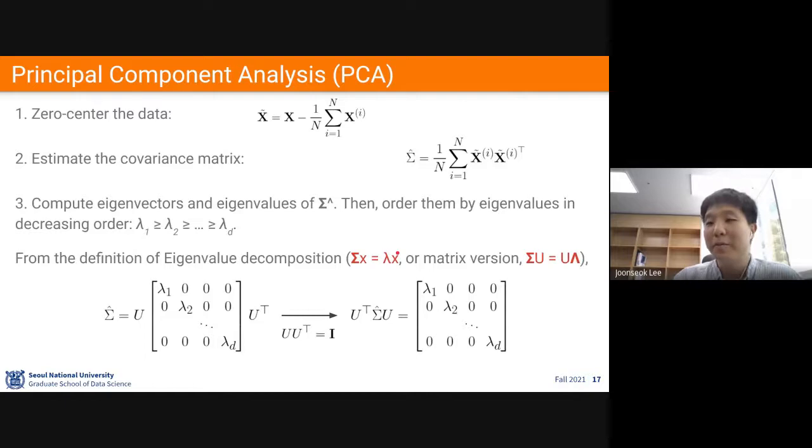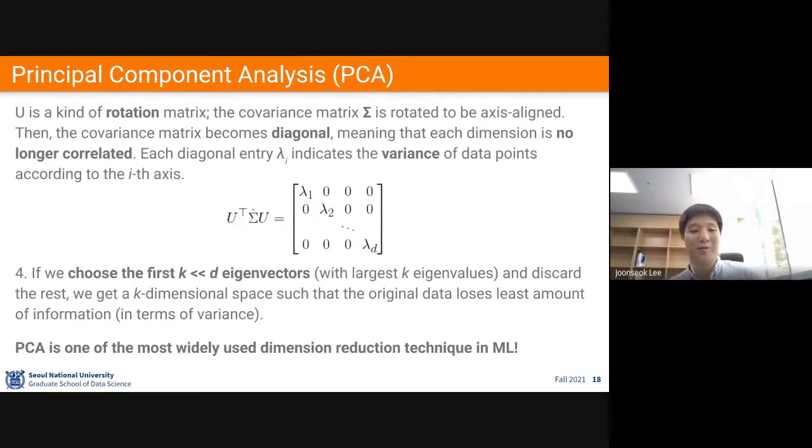From the definition of this eigenvalue decomposition, you multiply U transpose on the right, then this will be just sigma, and to the right you will have the U transpose. If you are not following this, it's okay. You can't learn it within this class in just 5 minutes, but just try to remember that U is a kind of rotation matrix, rotating the entire coordinate system of the covariance. And then the covariance matrix becomes diagonal.